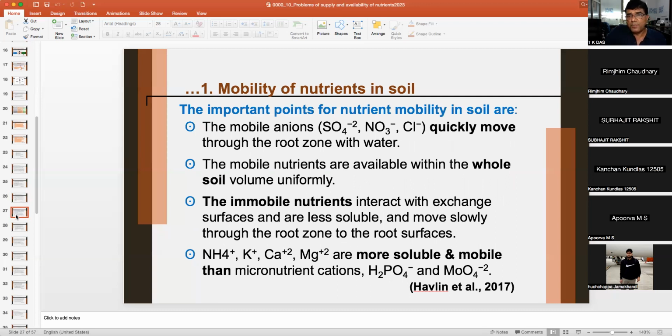The important points for nutrient mobility in soils are, now the main points related to mobility of nutrient in soil and availability of nutrients. The mobile anions, sulfate, nitrate, chloride, quickly move through the root zone with water. So they can escape the root zone also, but they can come near to the root zone also. The mobile nutrients are available within the whole soil volume uniformly. The immobile nutrients interact with exchange surfaces and are less soluble and move slowly through the root zone to the root surfaces. Ammonium, potassium, calcium, magnesium are more soluble and mobile than micronutrient cations. Micronutrient cations are your zinc, copper, manganese, and iron, H2PO4 and molybdenate.